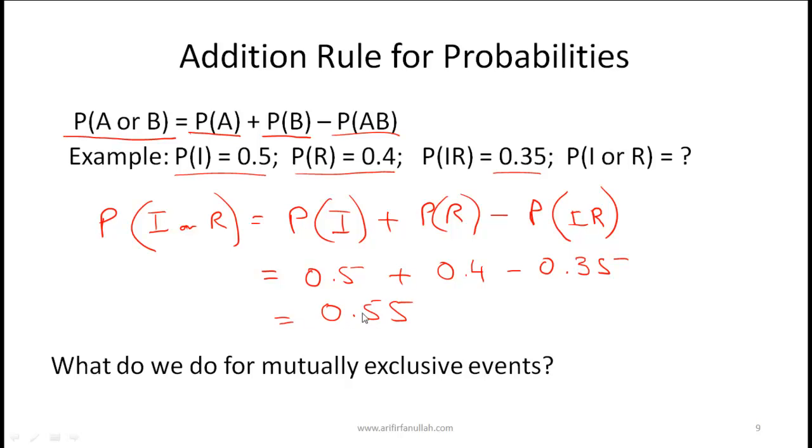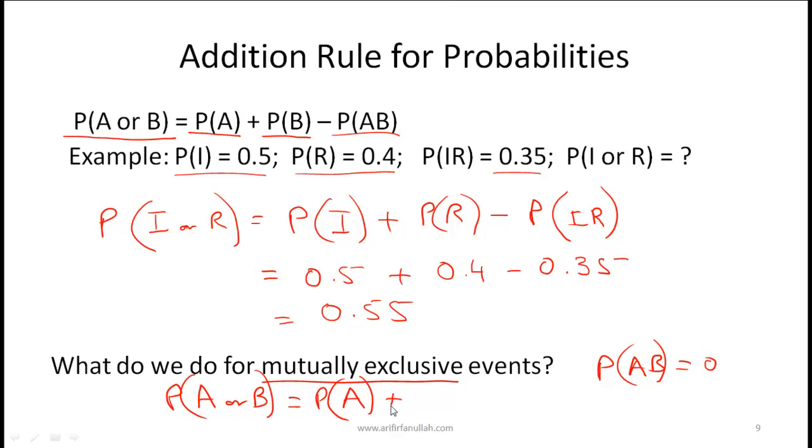If we are talking about two events that are mutually exclusive, then notice that probability of AB would become 0. So our addition rule would simply be probability of A or B is equal to probability of A plus probability of B.